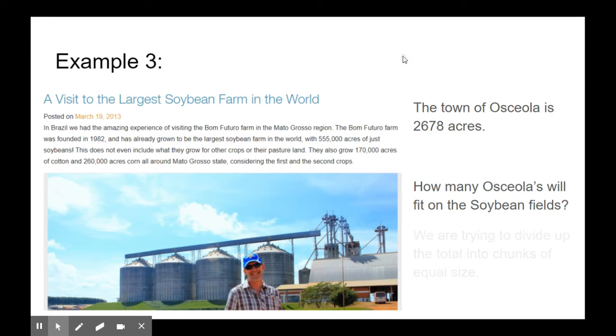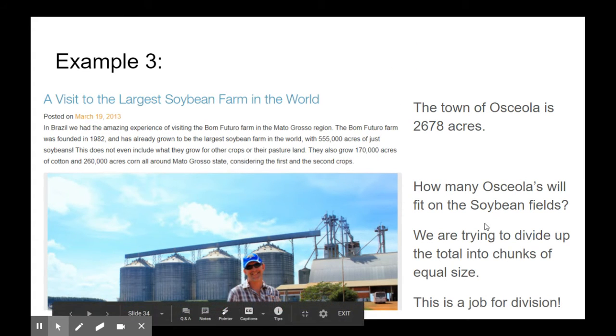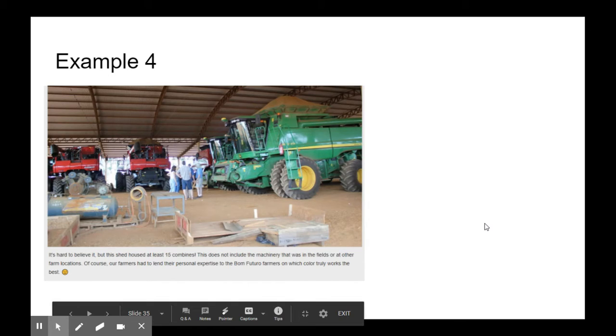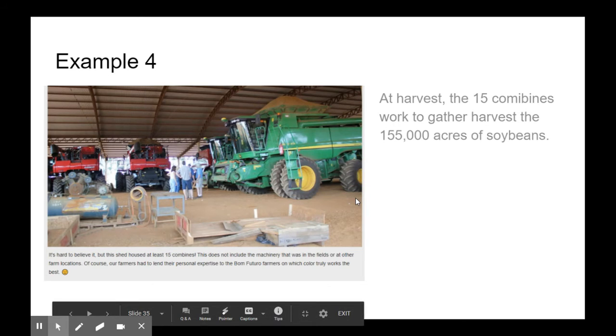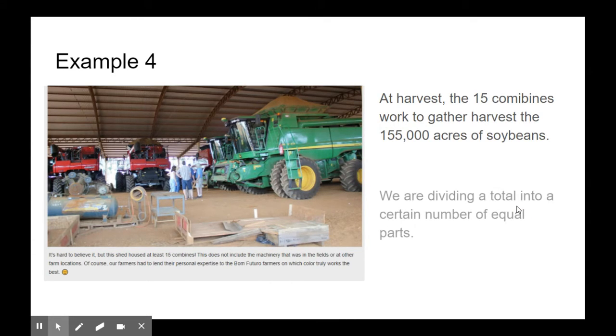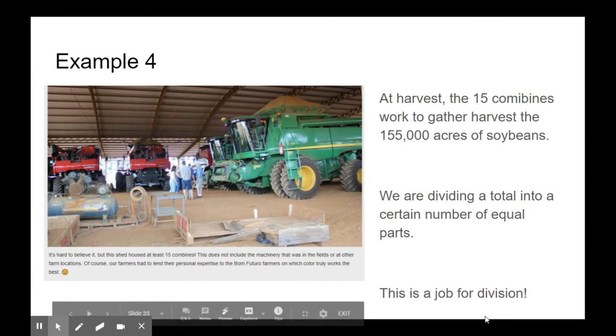Okay, let's take a look at example 4. The farm has 15 combines for harvest. So they work together to harvest the 155,000 acres of soybeans. And I want to find out how many acres each combine is responsible for. Well, I spelled combine wrong, combine. Okay, we are dividing the total into a certain number of equal parts. So we know the number of parts, and I want to find out how big each part is. That's a job for division again.